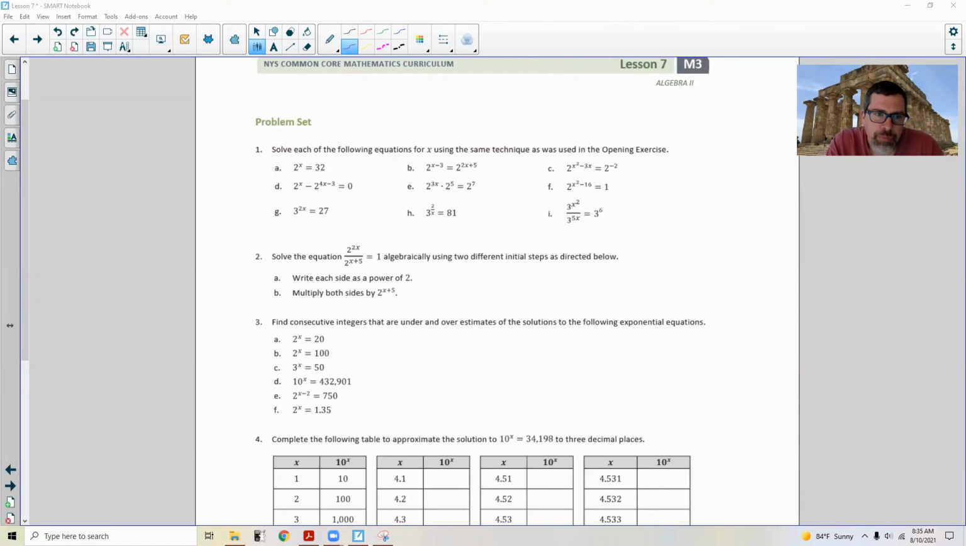All right, page 5 brings us to the end of lesson 7. There are better ways to do this. This is just to get you familiar with exponential functions. And now go to your problem set.